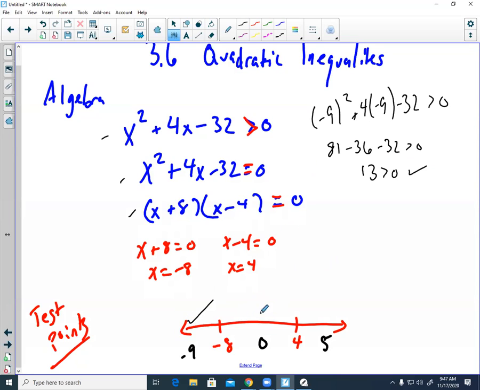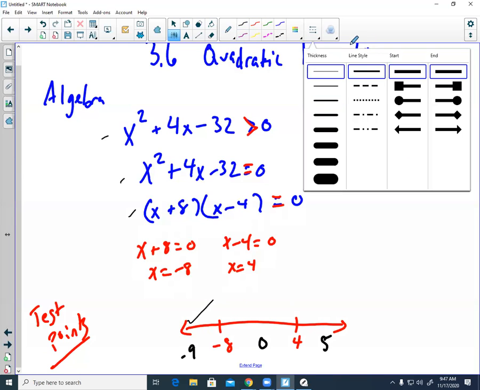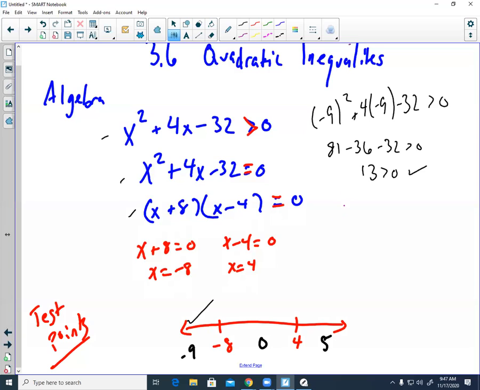Now I'm going to test 0 in this same equation. I'm going to do the same exact thing right now. I'm going to test 0. So I'm going to do 0 squared plus 4 times 0 minus 32 is greater than 0. So this will all simplify down to negative 32 is greater than 0, and that is not true.